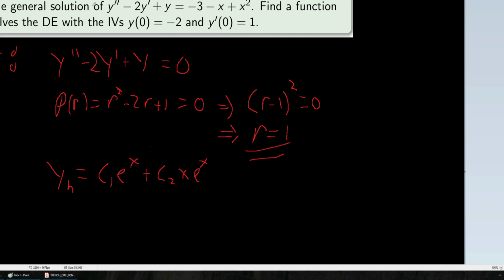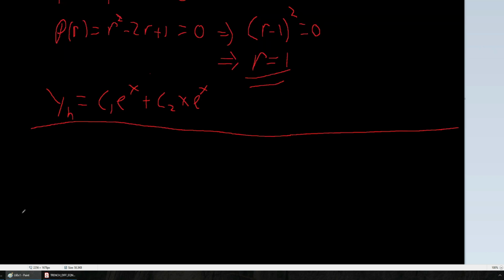Okay, so now that I have the homogeneous solution, I now need to find a solution for this whole thing here. Well, let's think this out. Last time I just let y be equal to all the stuff on the other side of the equation. Would that work here? Well, it would give me the stuff on that side, right? But when I take its derivative, that messes things up. So I can't let y be negative 3 minus x plus x squared. But notice something.